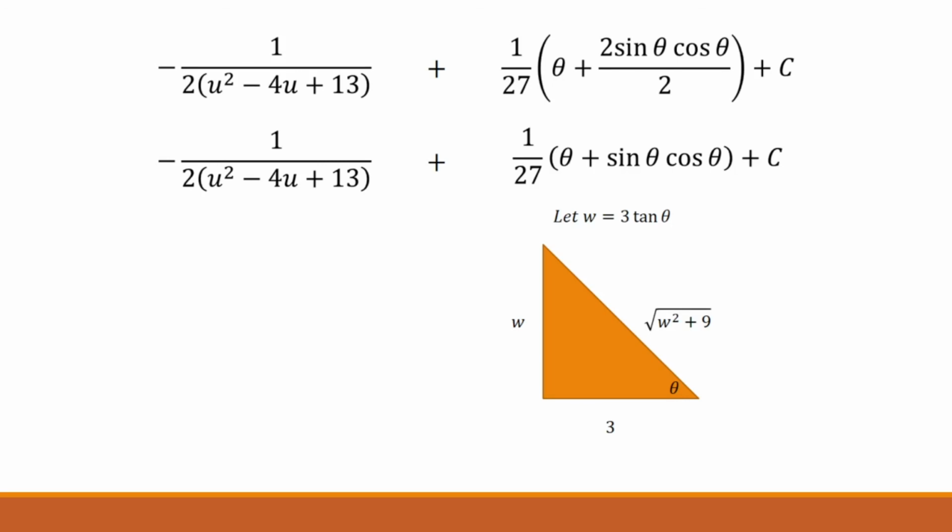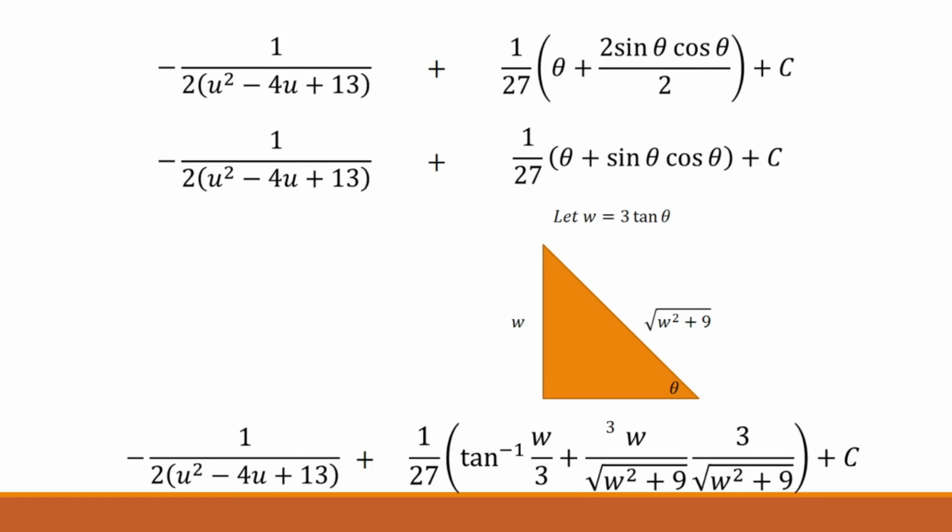Now we go back to our equation, and the way we get theta is to get tangent by itself first and apply the inverse tangent. So theta will be the inverse tangent of w over 3. Now sine theta is opposite over hypotenuse, so that'll be w over the square root of w squared plus 9. Cosine is adjacent over hypotenuse, and that's 3 over the square root of w squared plus 9. And now that term is all in terms of w. So what's left is to rewrite this in terms of u's.